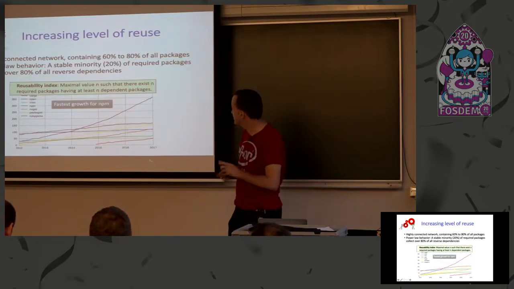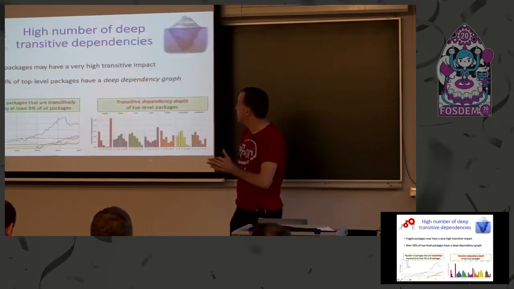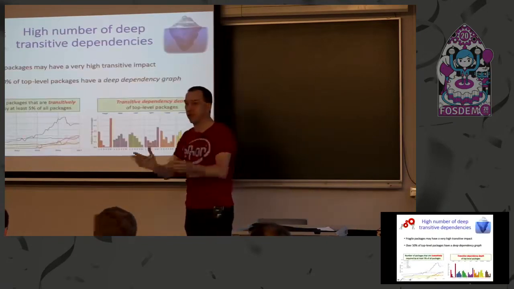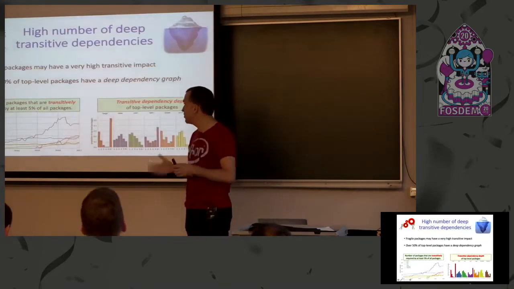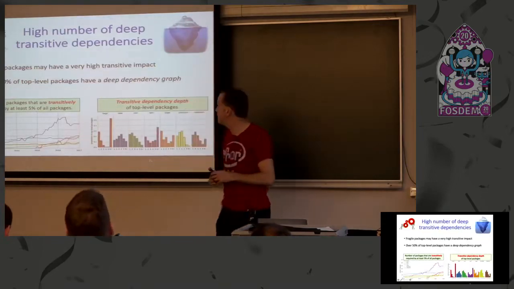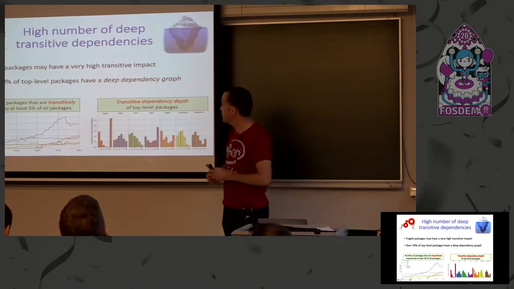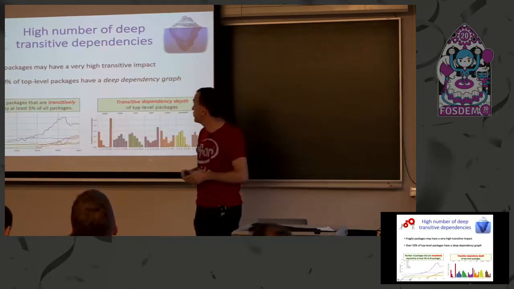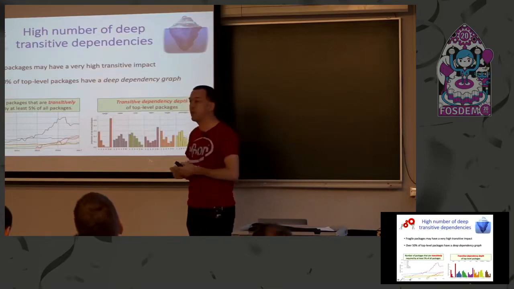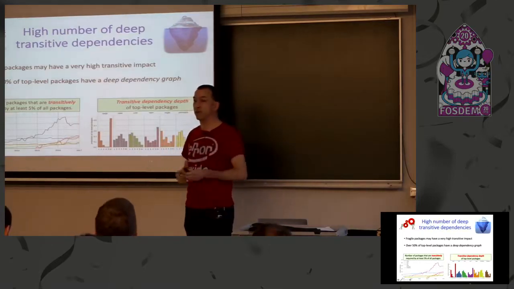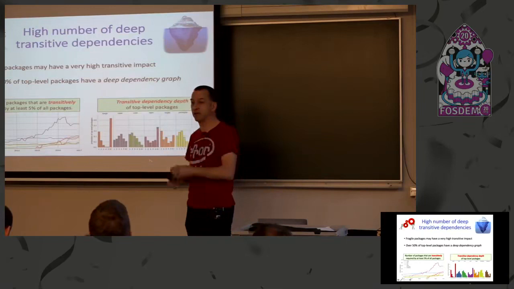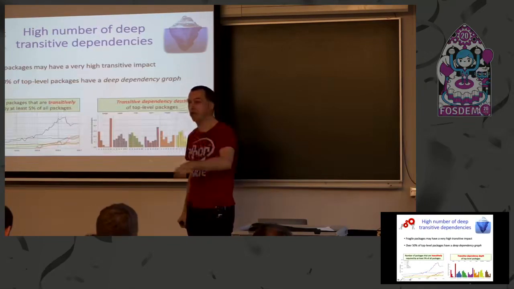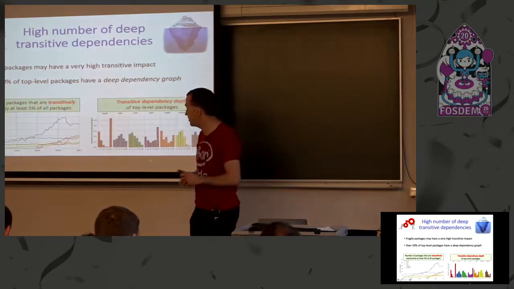We'll skip this slide. One thing we wanted to know, as we already mentioned before, is the problem of transitive dependencies in the different package dependency graphs. One of the things we wanted to know is, can we actually measure the potential transitive impact that a change in a single package may have on all the other packages in the ecosystem?